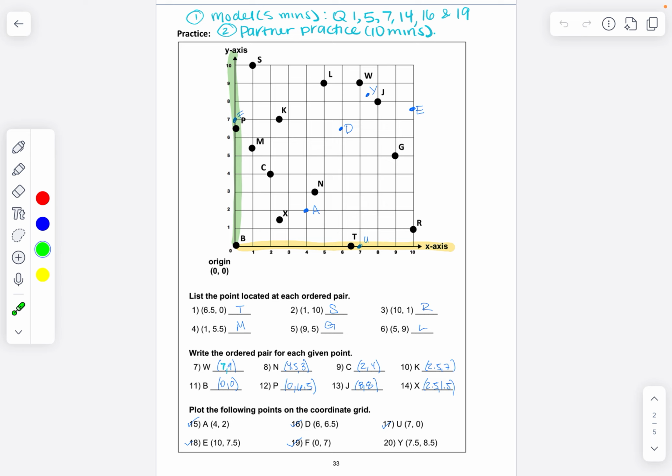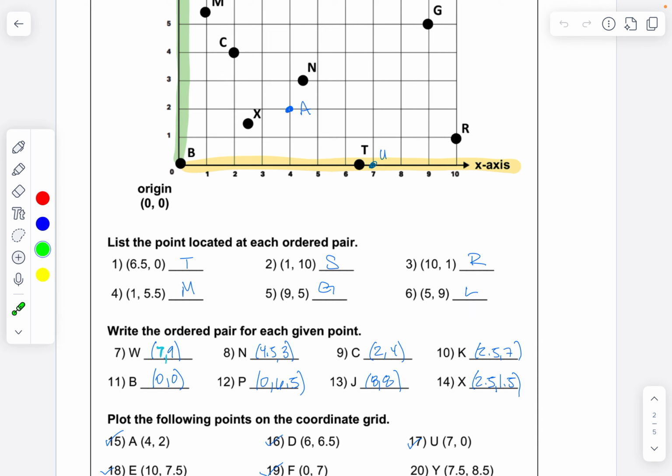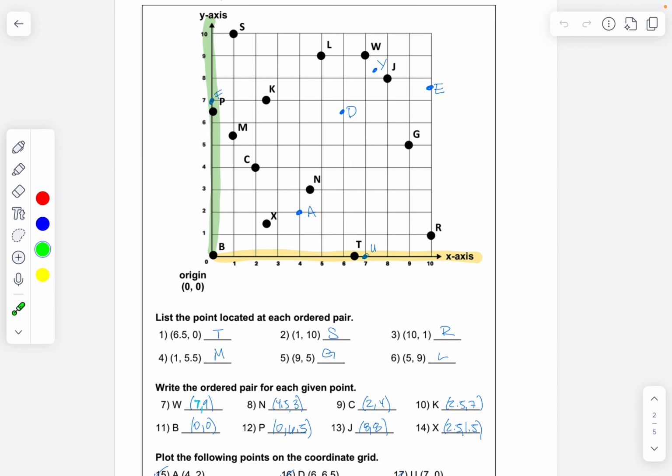Okay, then you're also going to model 14. Why did I choose 14? Because both the x and the y are going to end up being decimals. And so that might be confusing for kids. But as you can see, for question 10, they're going to be working with decimals. For question 8, they're going to be working with decimals. So you have to model that for them.